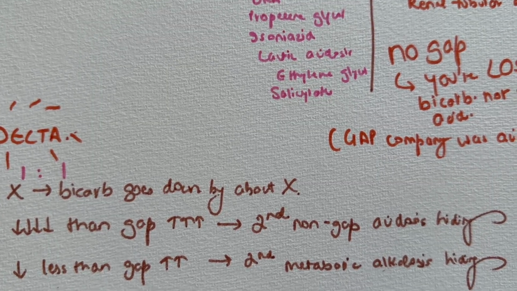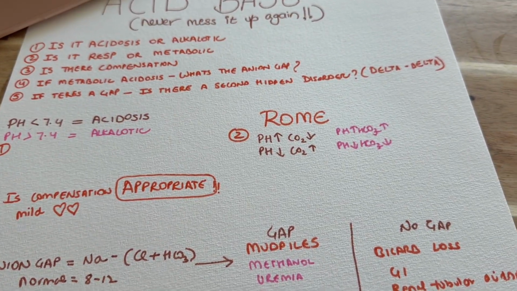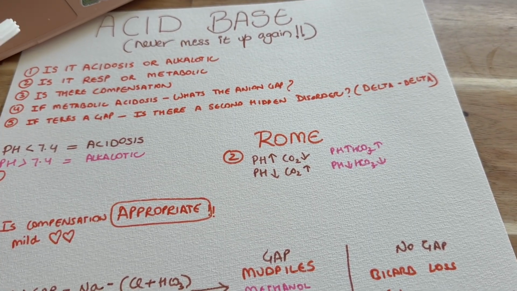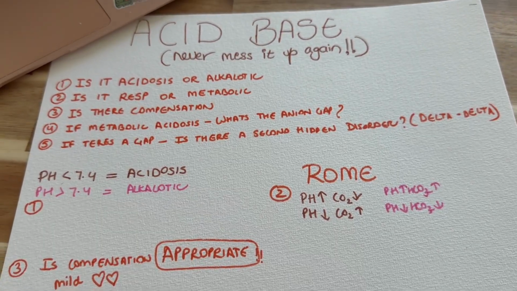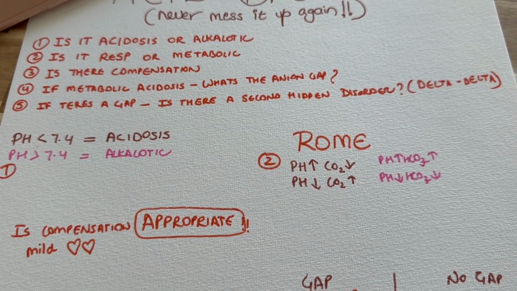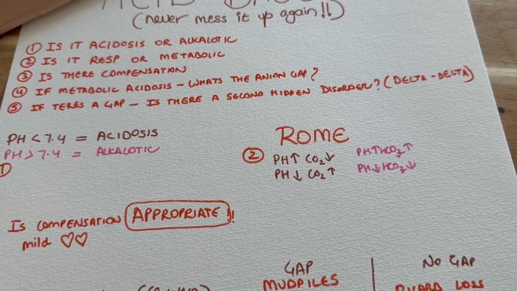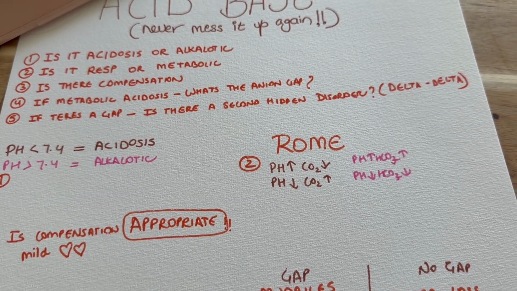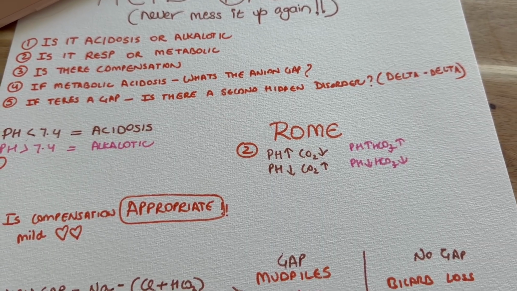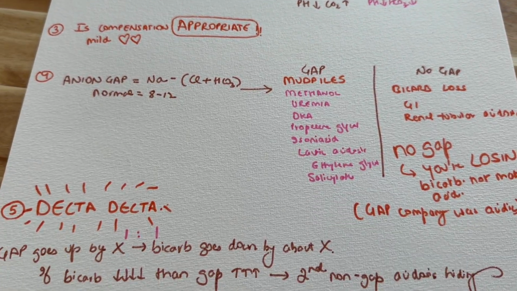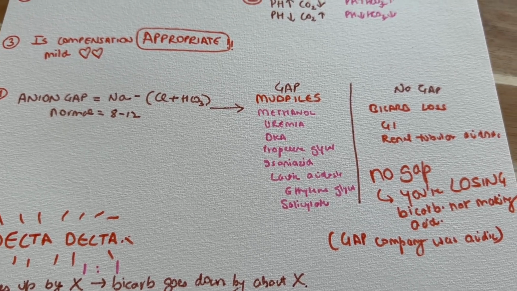Let's do a quick recap. One, acidosis or alkalosis: just look at the pH. Two, respiratory or metabolic: remember ROME for that. Three, check if the compensation makes sense. Is it too much? Is it normal? Four, if metabolic acidosis, calculate the gap. MUDPILES for the causes. Five, delta delta. Check if the numbers actually match, because that's where the hidden second disorders live.